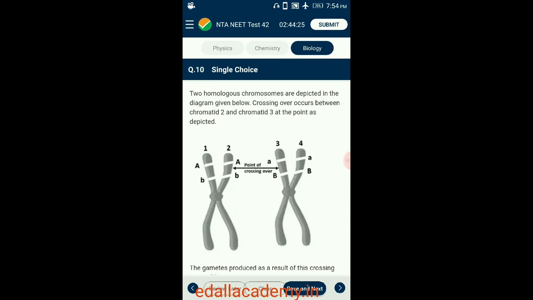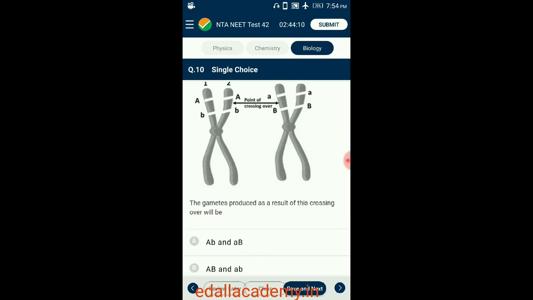Question number 10. Two homologous chromosomes are depicted in the diagram given below. Crossing over occurs between chromatid 2 and chromatid 3 at the point as depicted. The gametes produced as a result of this crossing over will be.